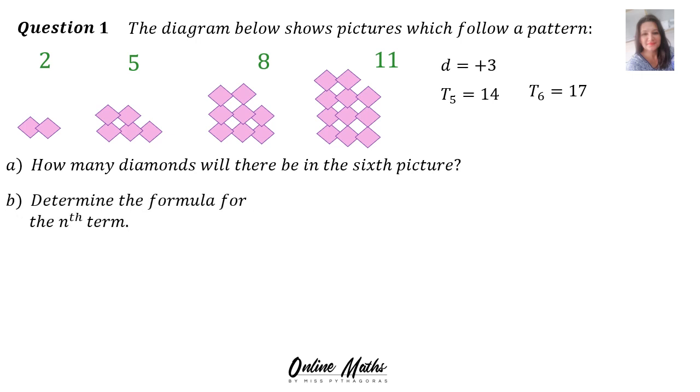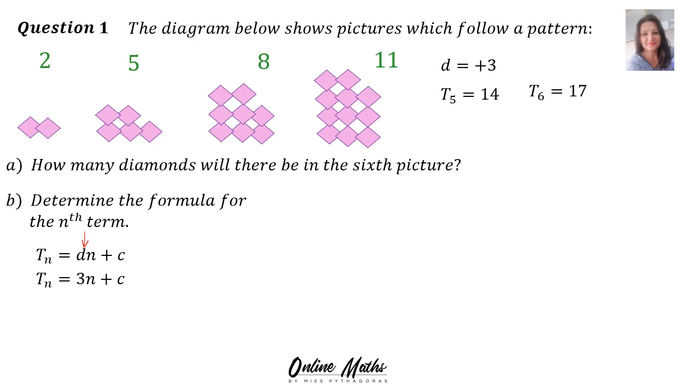B. Determine the formula for the nth term. And we start with the formula Tn is equal to dn plus c. And then we know that d's value is 3, the constant difference. Therefore, Tn is equal to 3n plus c.